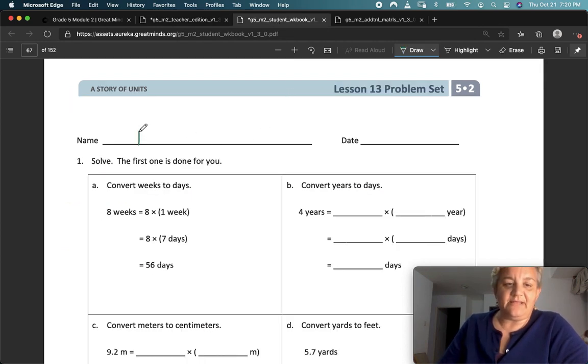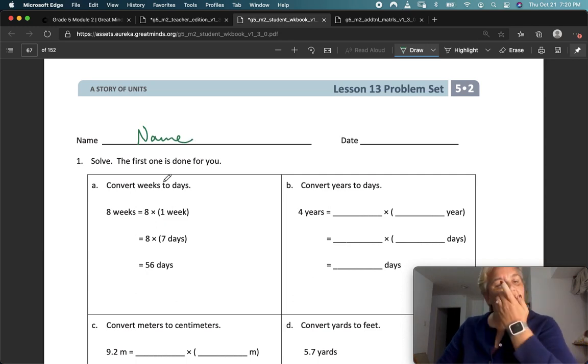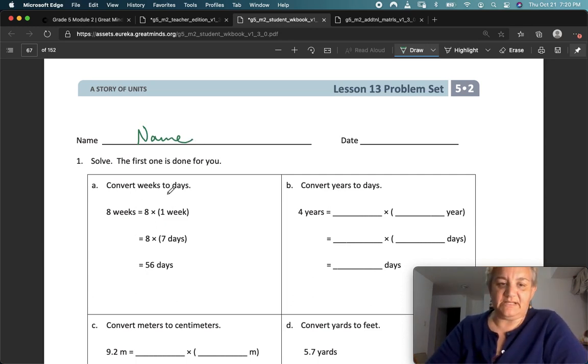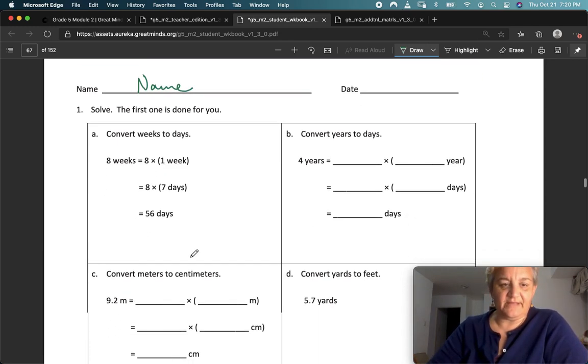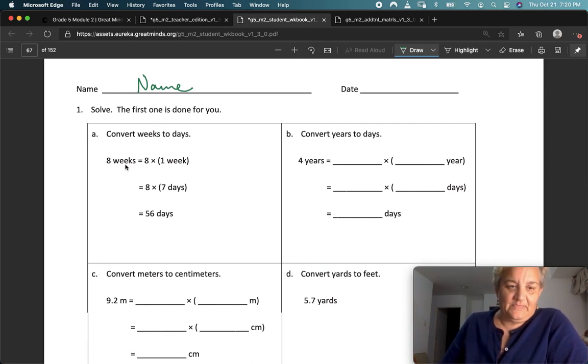So here's your problem set. Write your name on your page. Number 1, solve. The first one is done for you. So what we're doing is we are converting, in this example, weeks to days. So we have 8 weeks and we want to convert those to days. So 8 times 1, because there's 1 week, right? What we're really doing is we're taking this unit and we're putting it over here. We're separating it. So instead of weeks, we can change that to days.